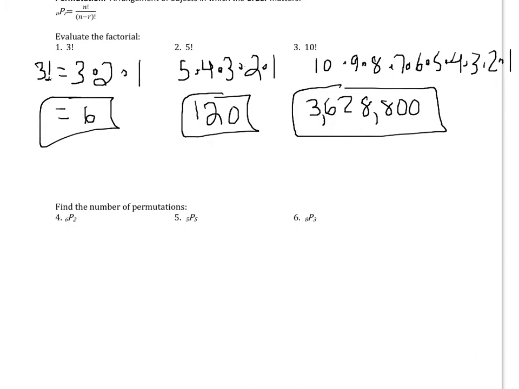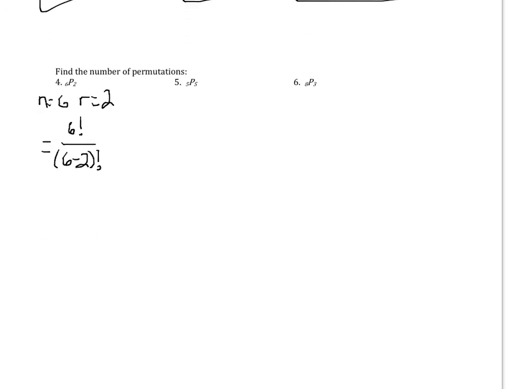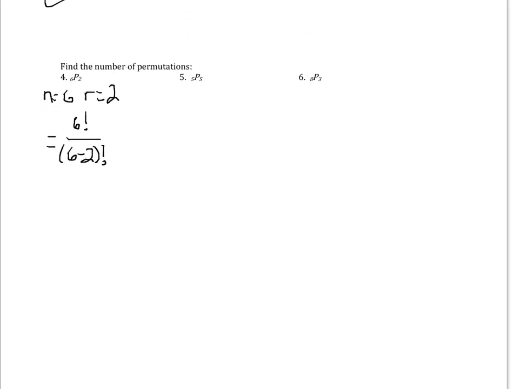Okay, so it says 6P2. What that tells me is n is 6, r is 2, so fill it in. You get that equals 6 factorial divided by 6 minus 2 factorial. Okay? So we use the equation. Now write these out. You get 6 times 5 times 4 times 3 times 2 times 1. Now 6 minus 2 is 4, so 4 factorial.